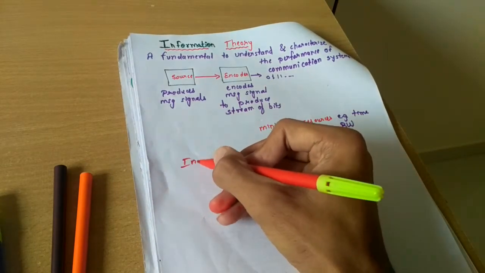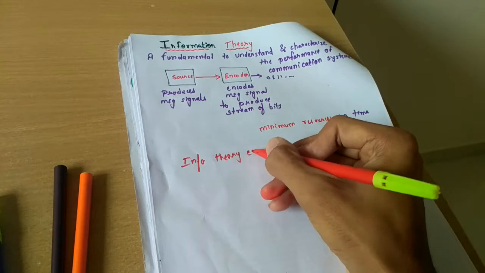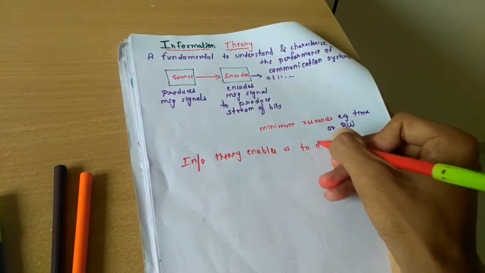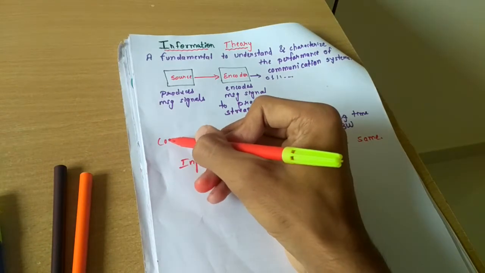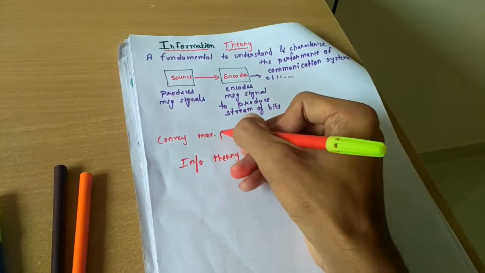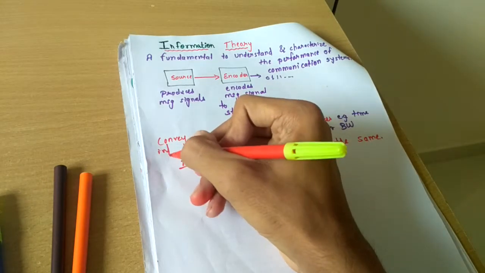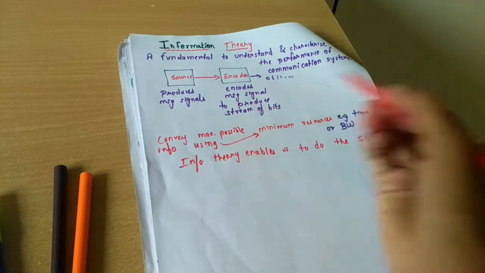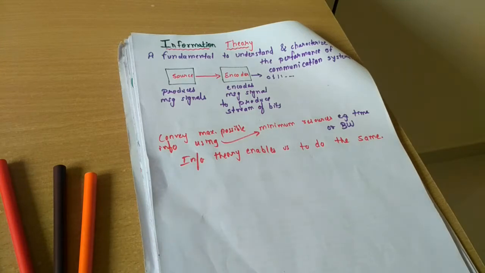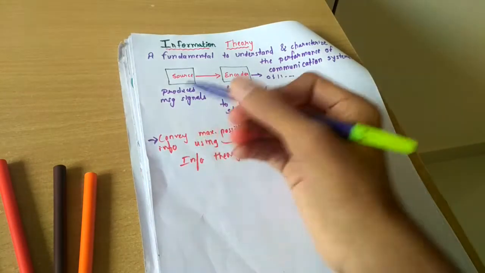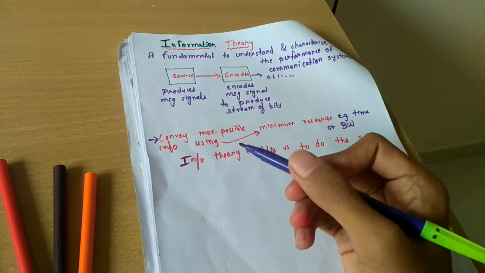So information theory enables us to do the same. And what is that? It is to convey the maximum possible information using minimum resources, or you can say using the fewest number of bits, right? So we will see the encoding techniques later on. There are two techniques, and we will see how we can encode. But for the time being, just focus on the introductory part, right?